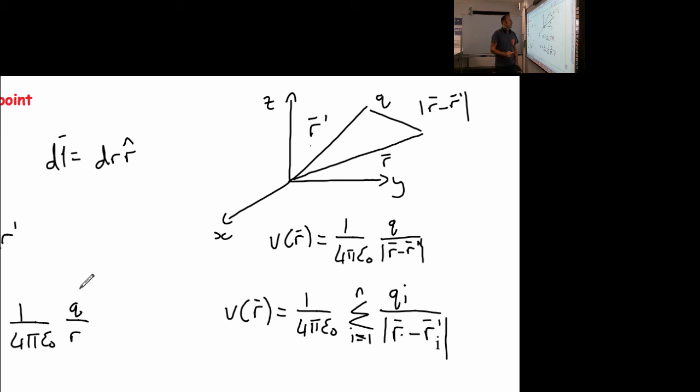So here is the electric potential for a single point charge, and also the electric potential for a group of point charges.